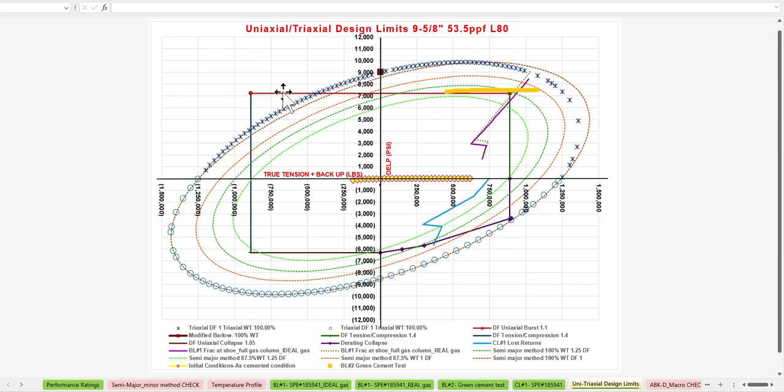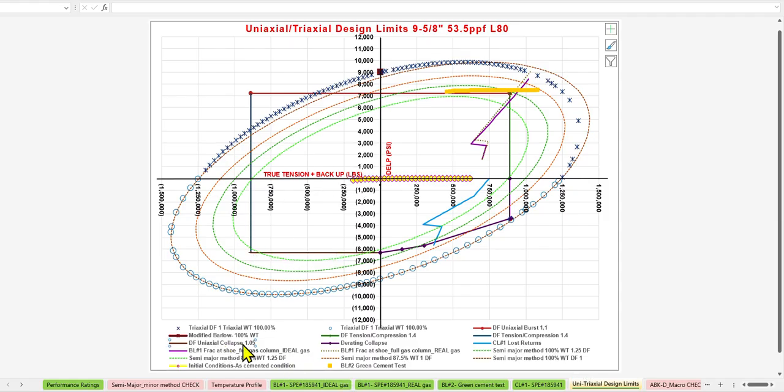At the moment it's 87.5% wall thickness, and then it's at a 1.1 design factor. You could see the design factors over here, 1.1, 1.4, and then you have the uniaxial collapse, which is here, 1.05, and then you see the rating with the tension. This was exactly the same as our triaxial collapse formula, if you remember.